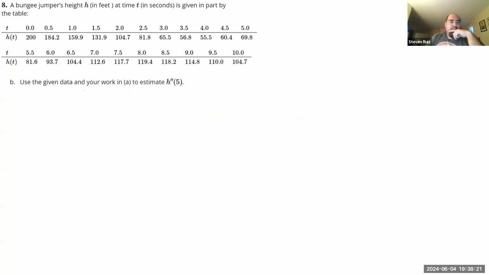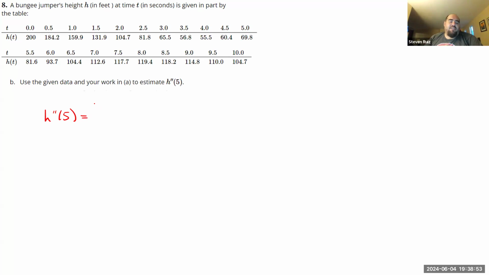All right, part B: use your given data and work in A to estimate, not h prime, but h double prime of 5. So we want h double prime of 5. What is h double prime in general? And this is not only true for this function, but true of any function. What does the second derivative tell you about anything? Well, one of the things it tells you is the instantaneous rate of change of the first derivative.